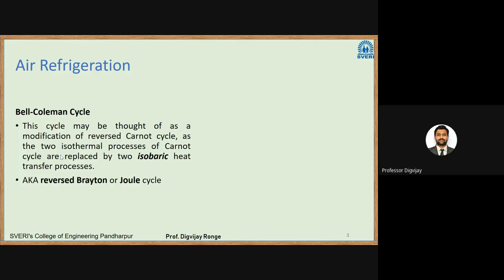In the reverse Carnot cycle we had two isothermal processes: heat is added at constant temperature, heat is released at constant temperature. But we are replacing those constant temperature processes by constant pressure processes. Heat will be added at constant pressure and heat will be released at constant pressure. What cycle do we get? That cycle we call the Bell-Coleman cycle. It is also known as the reverse Brayton or Joule cycle. Please write it down.